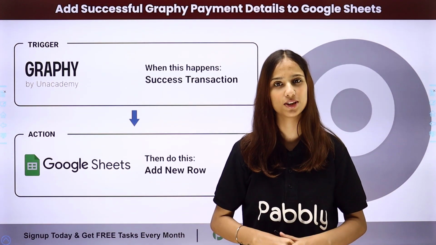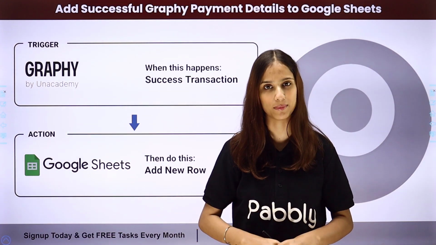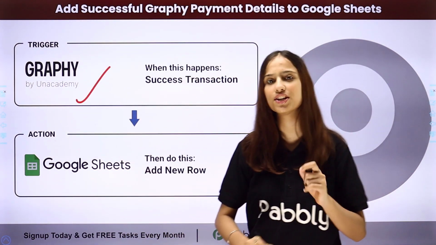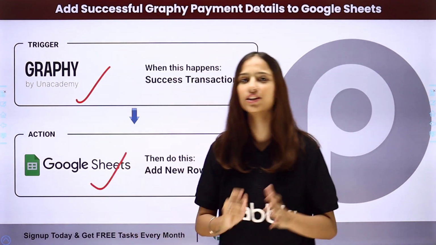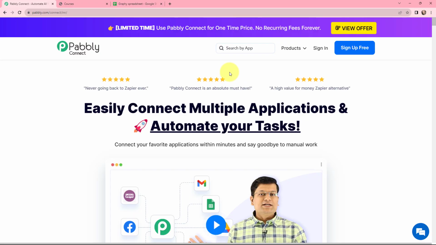To do this, you need to build an integration between these two applications, for which you can use Pabbly Connect, where the trigger application will be Graphy and your action application will be Google Sheets. To learn more about this integration, follow me through the screen. In this video, we will understand how to add successful Graphy payment details to Google Sheets.